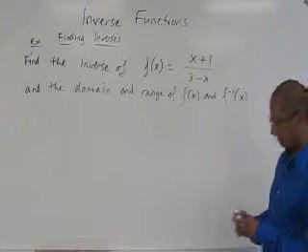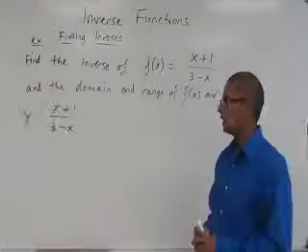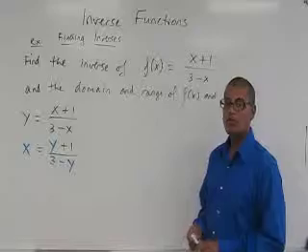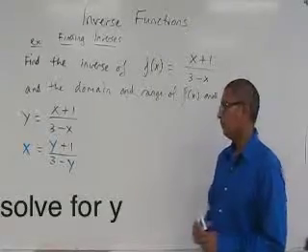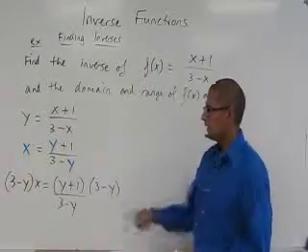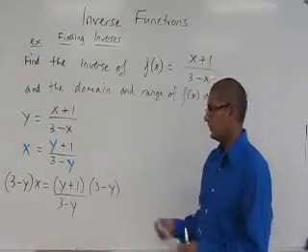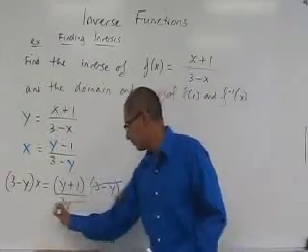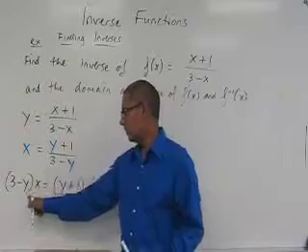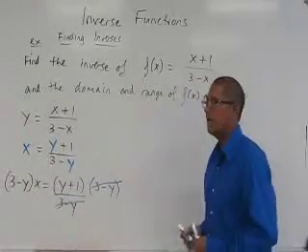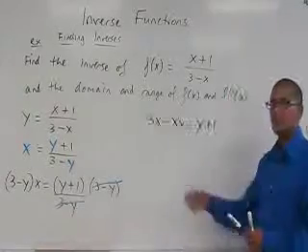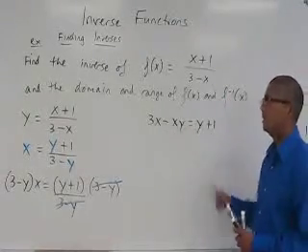So first of all, we set y equal to that, and then we switch x's and y's, and we want to solve for y. So the first thing to do is I'm going to multiply both sides by 3 minus y, and that gets rid of this denominator. You notice that these two will cancel with each other, and we have 3 minus y times the left side. So let's expand that now, distribute the x through the parentheses to get 3x minus xy equals y plus 1.